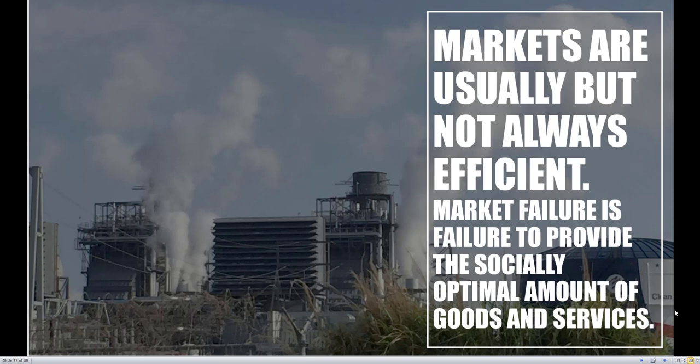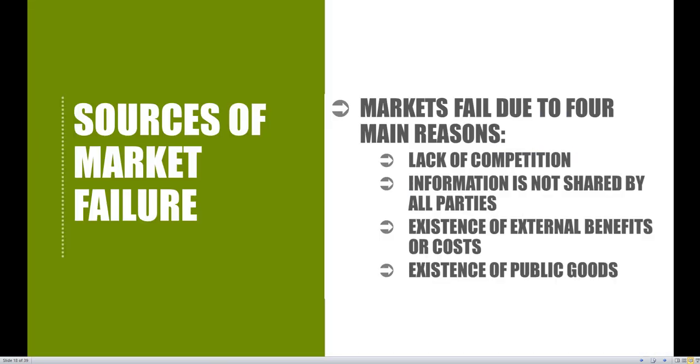So market failure is a failure to provide the socially optimal amount of goods and services. We are being inefficient. We're essentially not being allocatively efficient because we're not bringing out exactly what the market desires. And there are four sources of market failures that we can talk about. Markets can fail due to four main reasons: lack of competition, asymmetric information, external benefits or costs, and the existence of public goods. So the goal of this particular lecture is to give you a better idea of what these market failures are and a few examples of each.